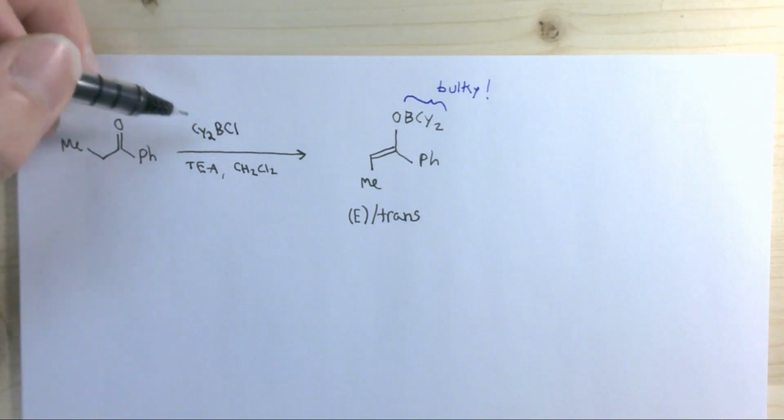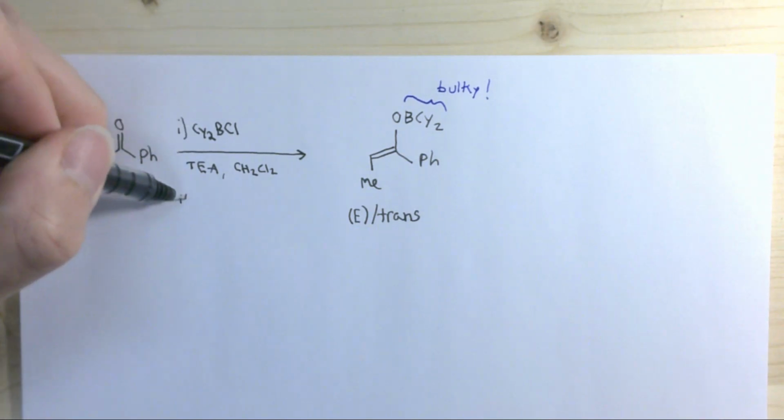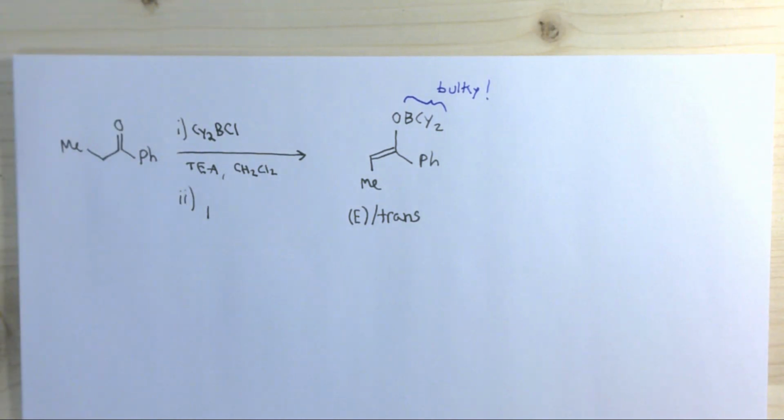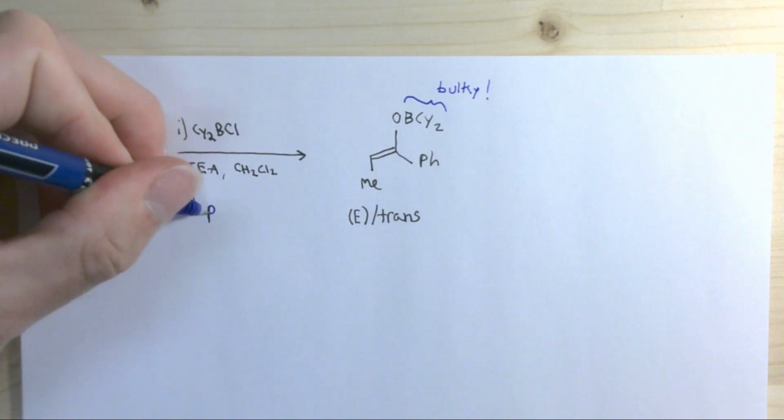Now, once I generate this enolate, in a second step I want to treat this with benzaldehyde. That's going to be my aldehyde here, and again I'm going to try and do these in blue.